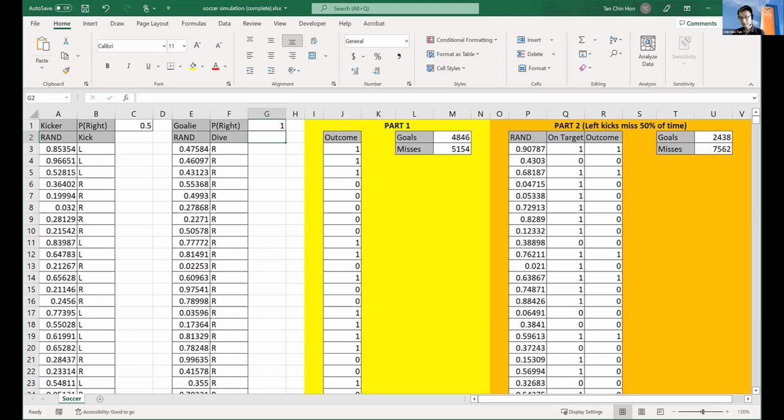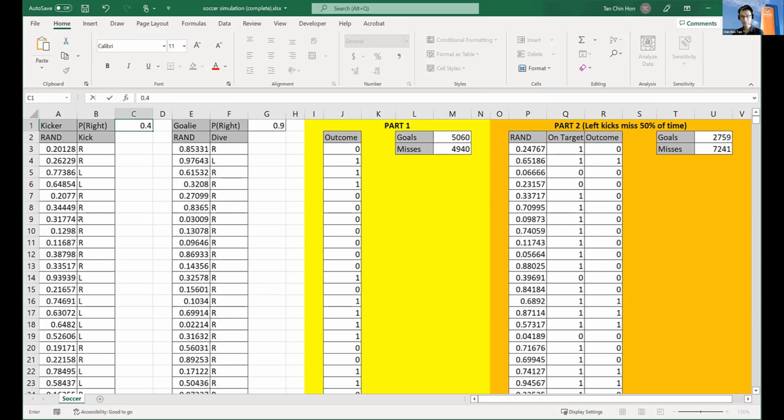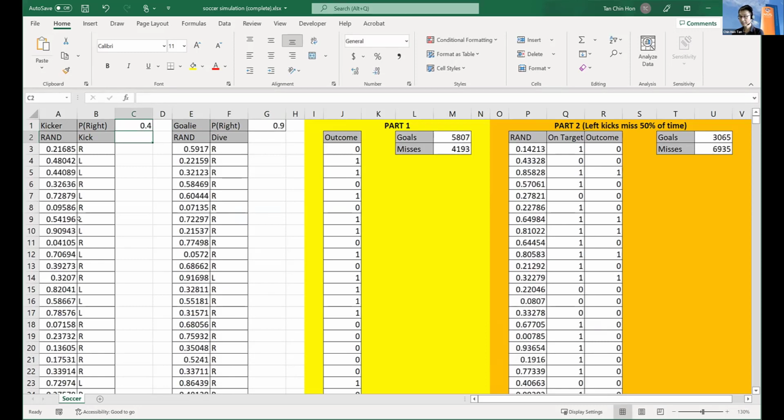Okay, but then obviously the goalie will not be able to do this, right? Because if the goalie does this all the time, then the kicker is going to kick left. Okay, but then let's say we can do a 0.9 or something like that. Okay, and so then the kicker would ask himself or herself, can I actually do better than this? So if the kicker was to kick right a bit less, then you realize that the number of goals are going to increase over there.